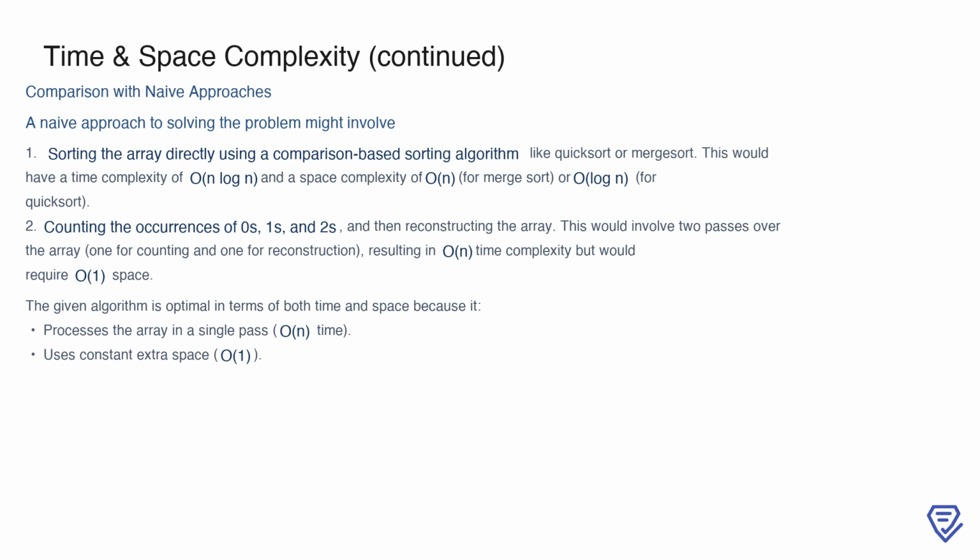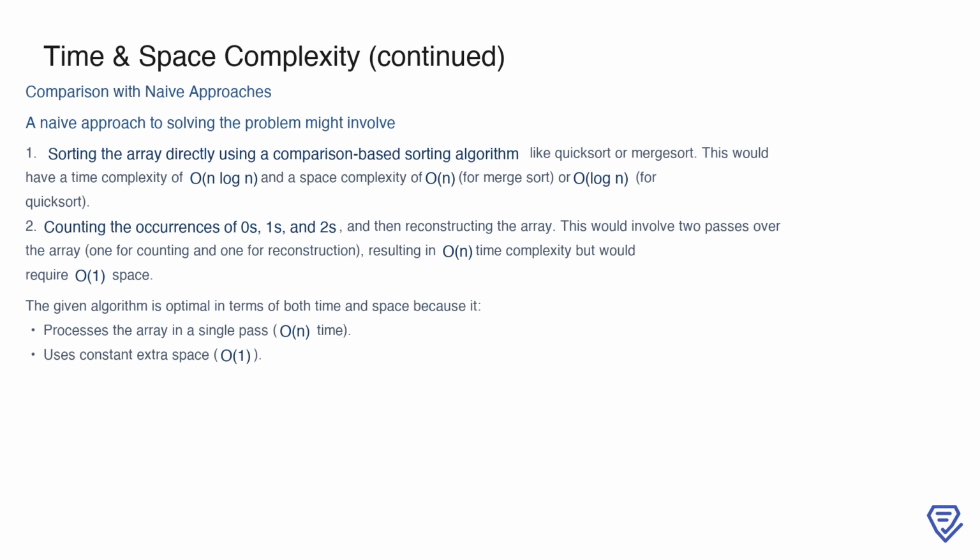When compared to naive approaches, the given algorithm is clearly more optimal. A naive method might involve sorting the array directly using a comparison-based algorithm like quicksort or mergesort, which would result in a time complexity of O(n log n). Mergesort, for example, would also require O(n) space, while quicksort would need O(log n) space.